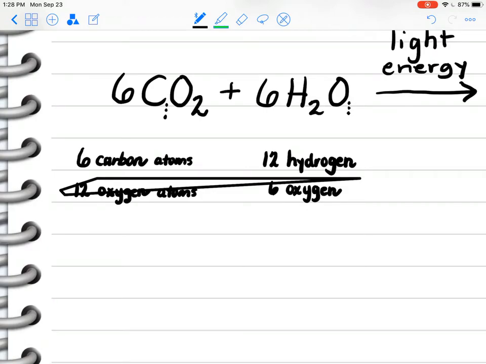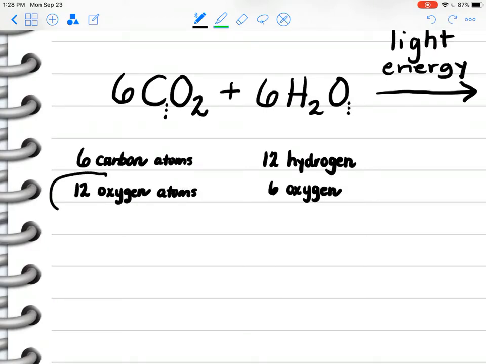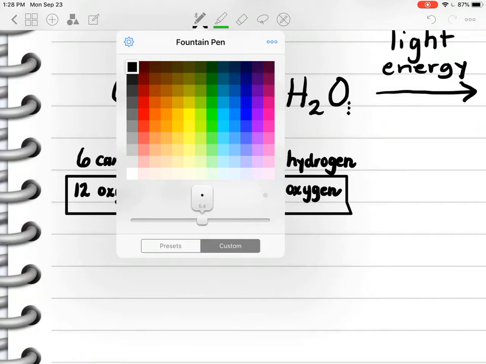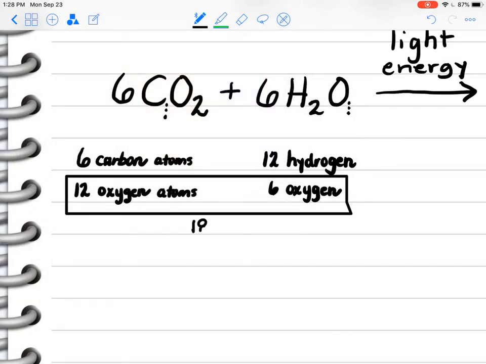That's a total of how many? Whoa, that didn't work out. Let's try that again. Okay, sure it's going to work. Let's try, there we go. 12 and 6 make a total of 18 oxygen. So let's simplify that. And this is our reactant side.